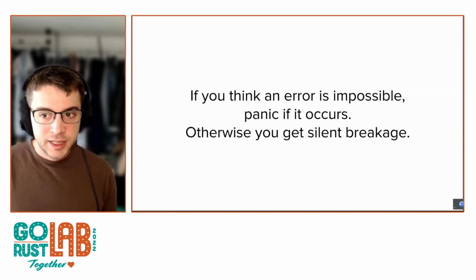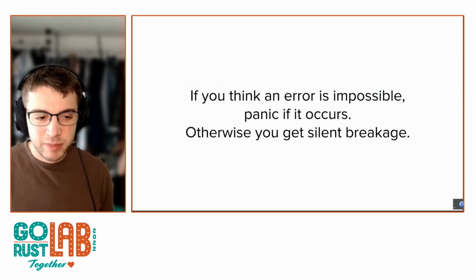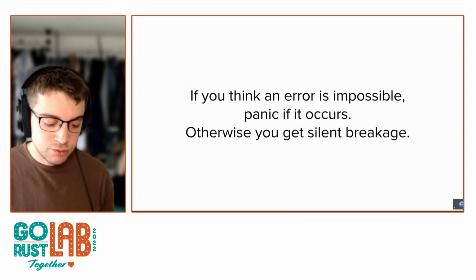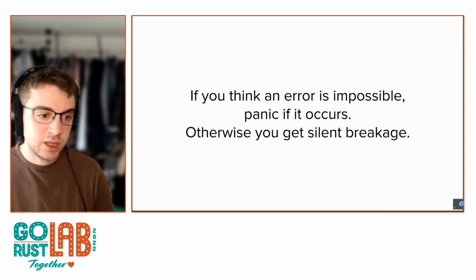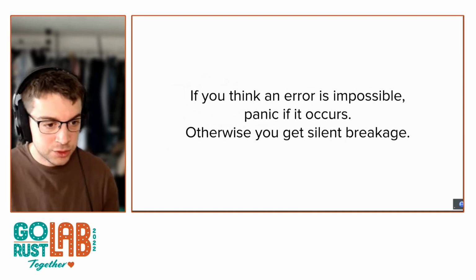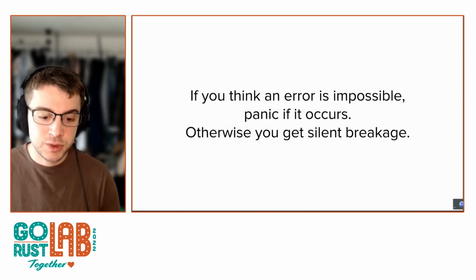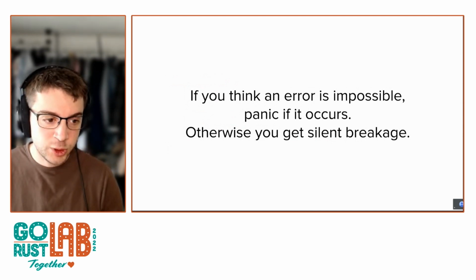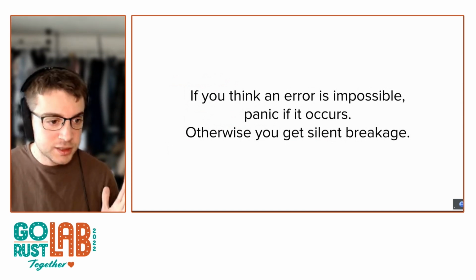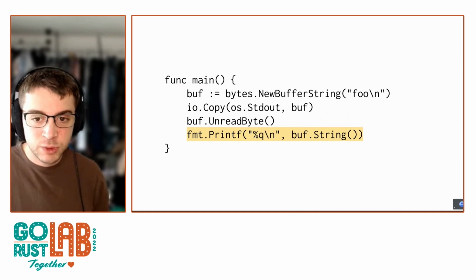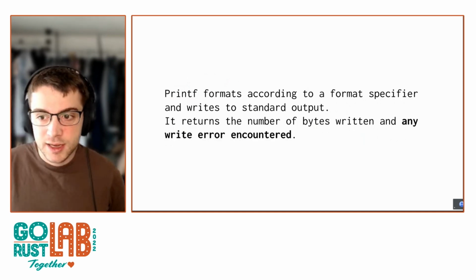So if you think an error is impossible, you should still panic in the case that it occurs, because if your reasoning is wrong, or for any reason the API breaks in the future, or any other unforeseen circumstance, you might get silent breakage, which I reckon is probably the worst kind of breakage. A loud breakage might be annoying to the user, but at least it's easy to debug and figure out what's going on.